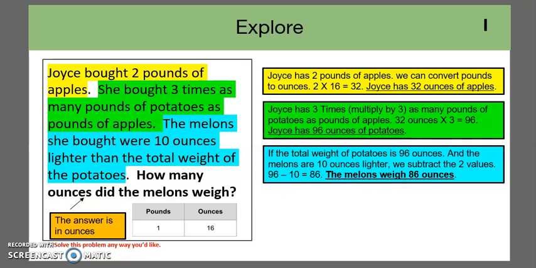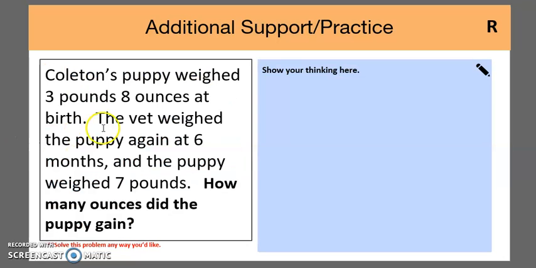Okay, we're going to go through our last problem. Colton's puppy weighed 3 pounds 8 ounces at birth. The vet weighed the puppy again at 6 months, and the puppy weighed 7 pounds. How many ounces did the puppy gain? Okay, so pause the video and work through this problem, and on the next slide, we have our solution.